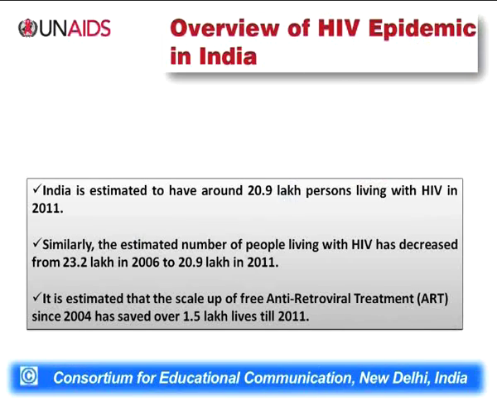If we see the overview of HIV infection in India, it is said that there are about 20 lakh people living with HIV in 2011. Due to the advanced level of antiretroviral therapy, in 2006 the cases were about 23 lakhs. Now the cases have dropped down to about 20.9 lakh in 2011.